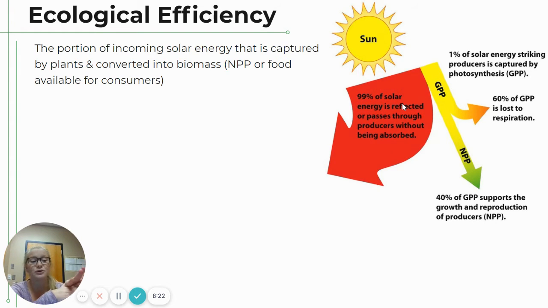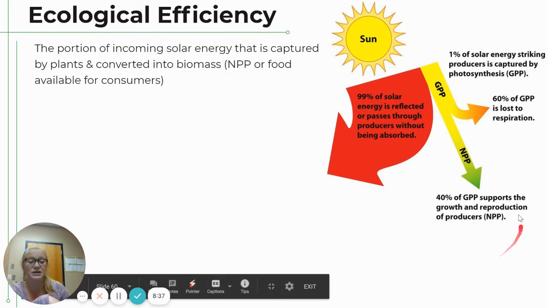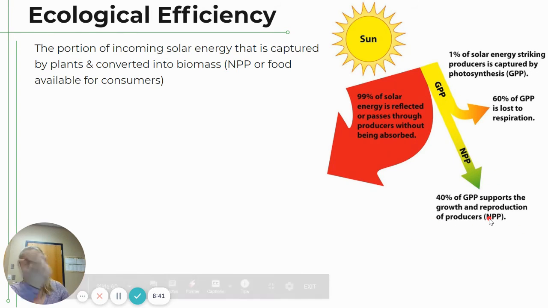Another 1% of that solar energy striking the producers is captured in photosynthesis, captured in GPP. So that's how much it's actually taking in and converting into energy. And 60% of GPP is lost to taxes, or respiration. Then 40% of it supports growth and reproduction, and that's the NPP.